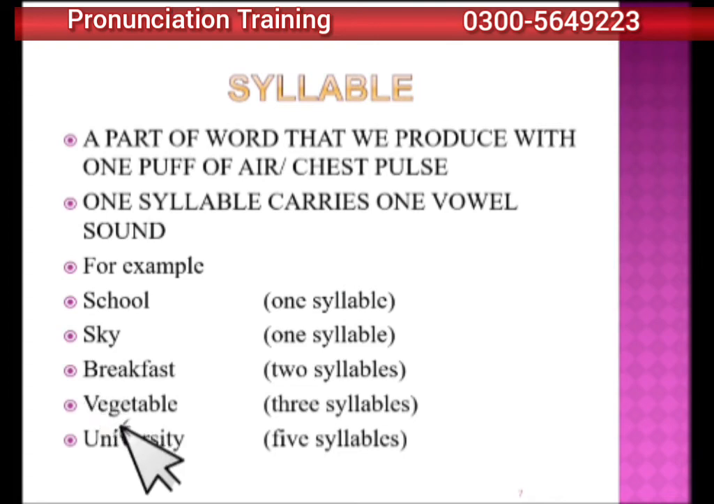One more example, vegetable. There are three syllables, three vowel sounds in the word vegetable. I can produce this word with 3 different puffs of air. Next word is university. When I say you, 1 puff of air, एक दफ़ा सांस लेता हूँ मैं, you, ni, v, s, t. There are 5 puffs of air. This word carries 5 vowel sounds. My chin drops down 5 times. It means that there are 5 syllables in the word university. Right? This is syllable.